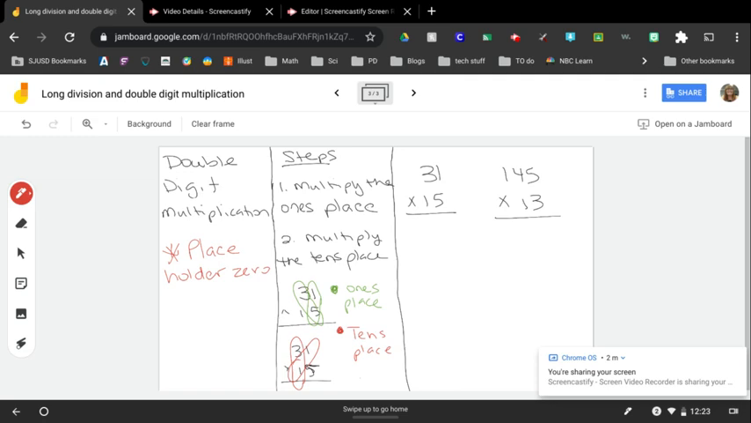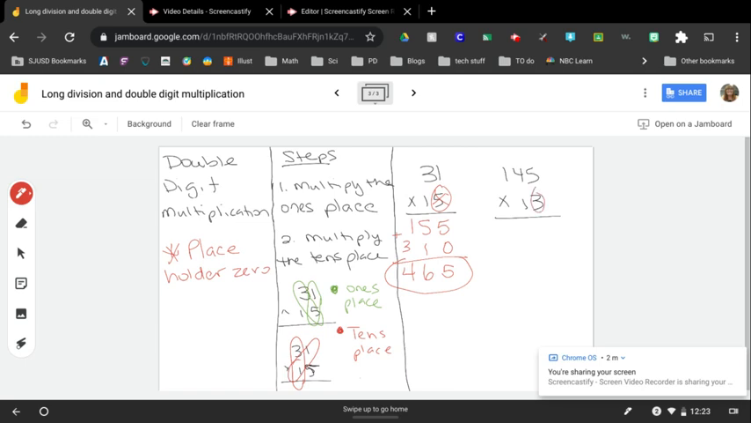So I've got 5 times 1. This is the ones place. 5 times 1 is 5. Sticking with the ones place, 5 times 3 is 15. Now I multiplied both those numbers, I can forget about that one. I need a placeholder 0 because I'm dropping a line, because now I'm multiplying by 10. So 1 times 1 is 1. 1 times 3 is 3. And then I just add these together. That's 5, that's 6, that's 4. My answer is 465.